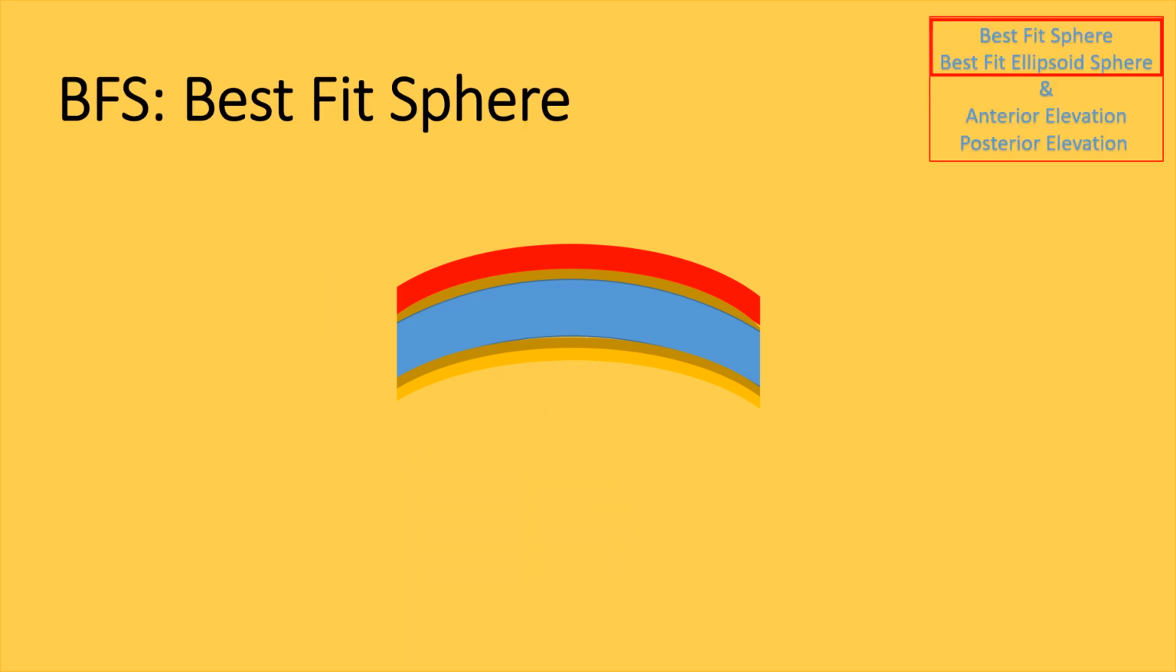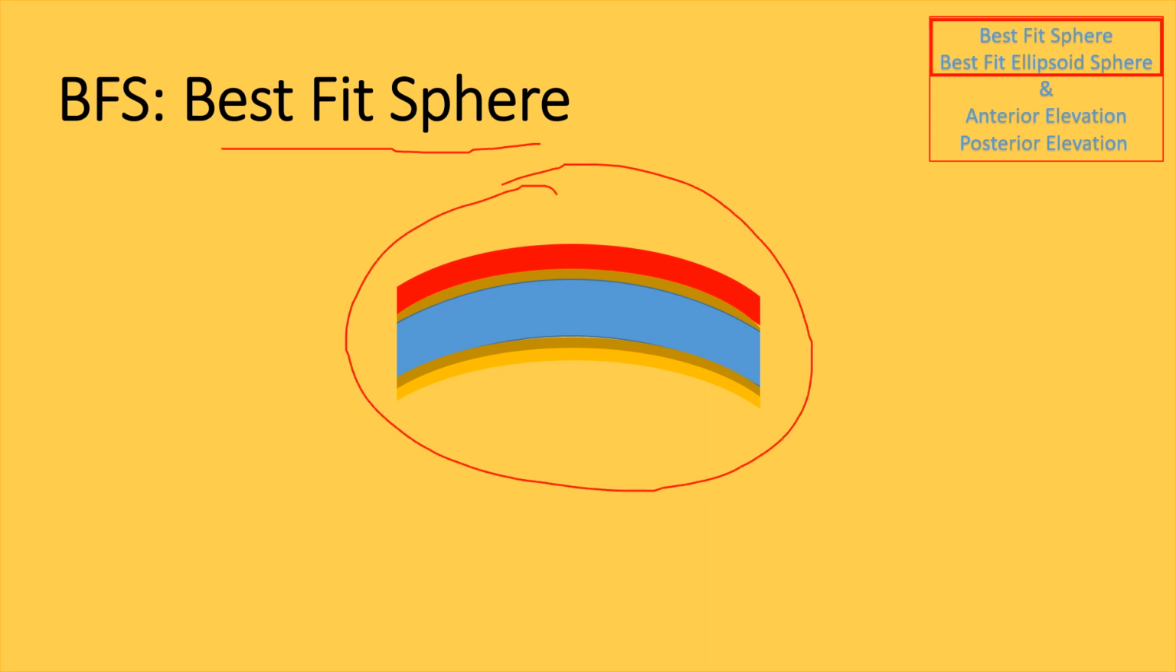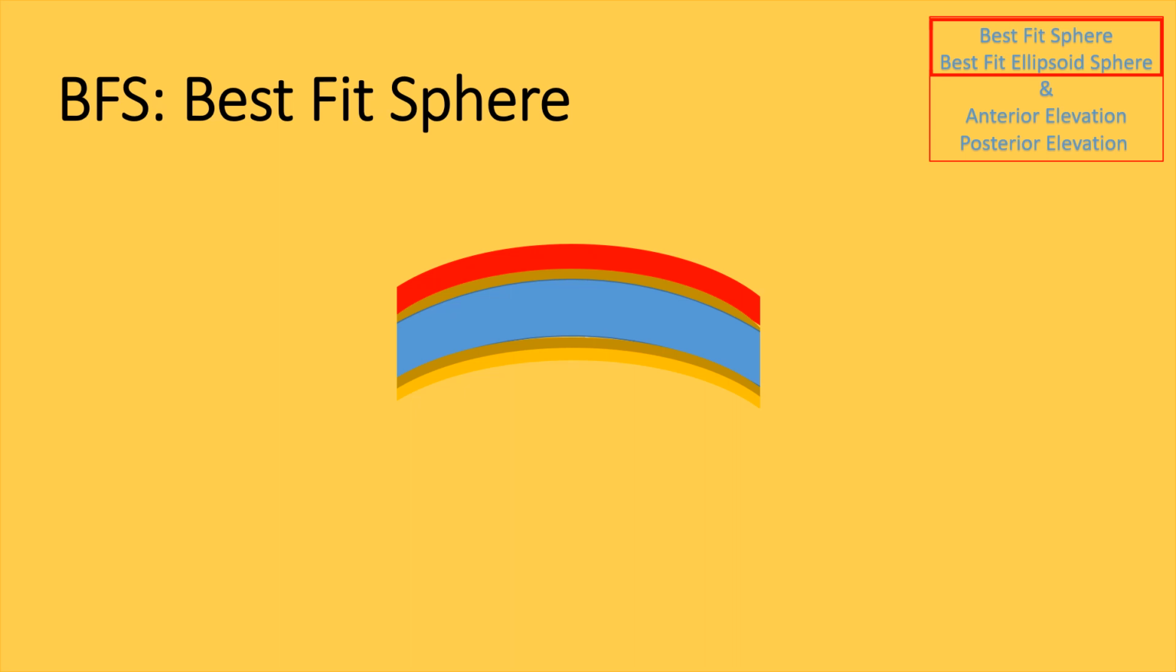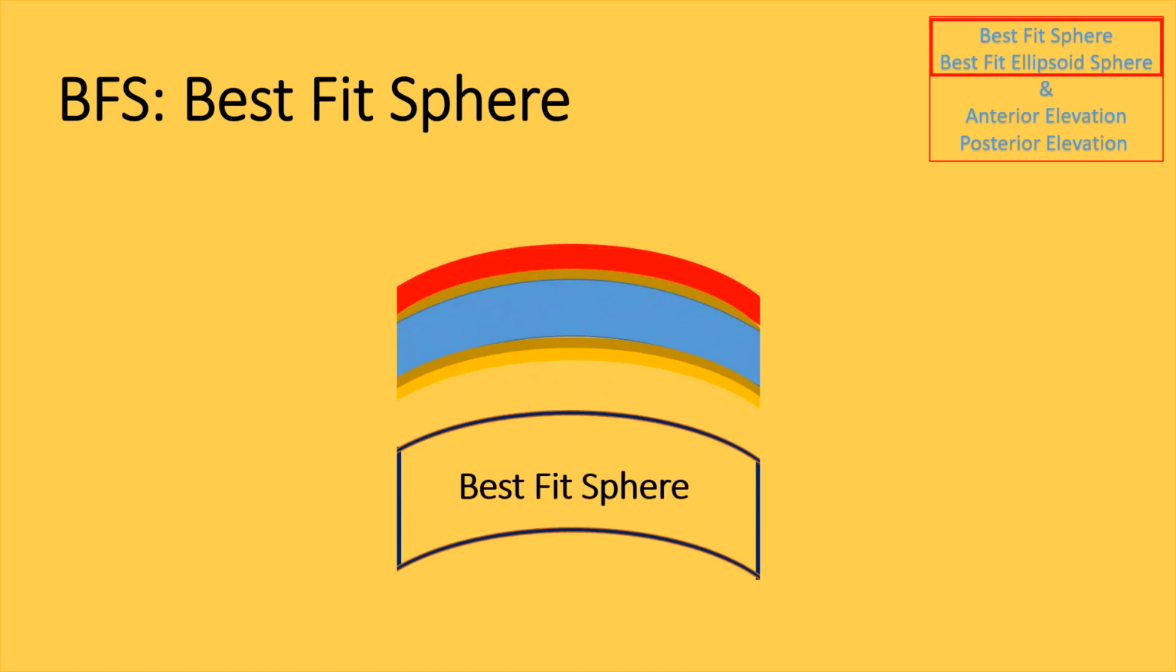Now let's start with the concept of the best fit sphere. What is best fit sphere? What you're seeing on the screen is a normal cornea. So we take a normal cornea and then we take a template of the anterior surface of the cornea, then the template of the posterior surface of the cornea, and we join it together. When you've joined it, now you have created a best fit sphere.